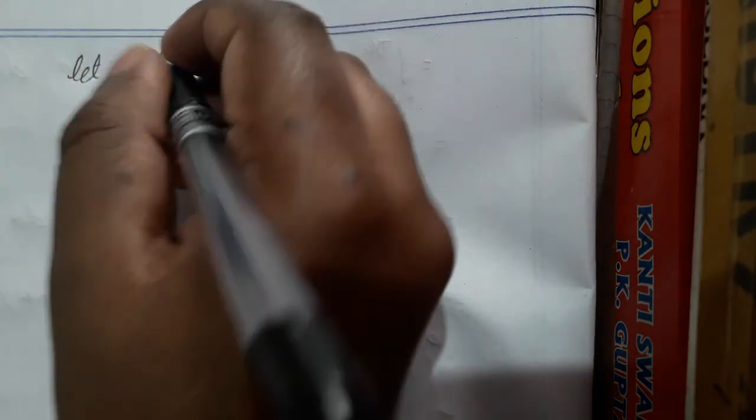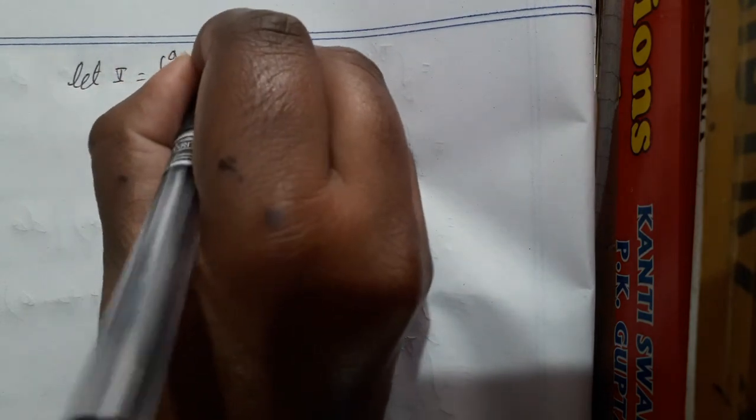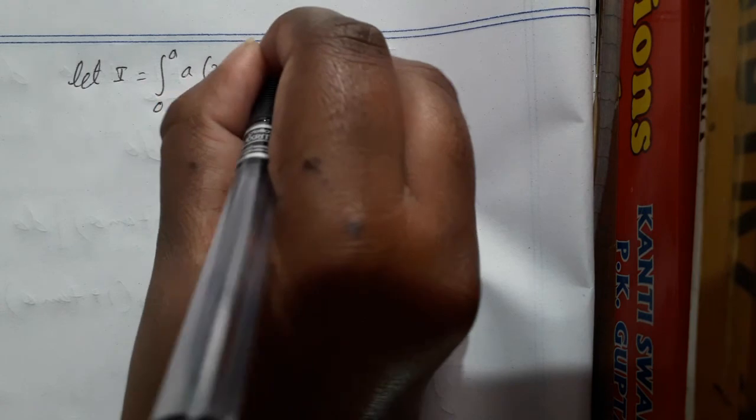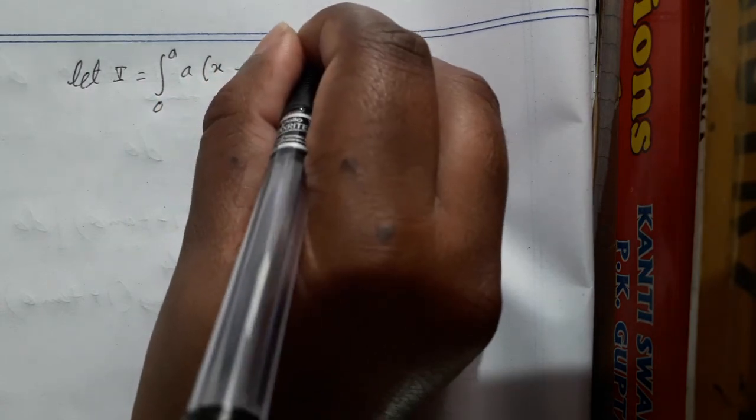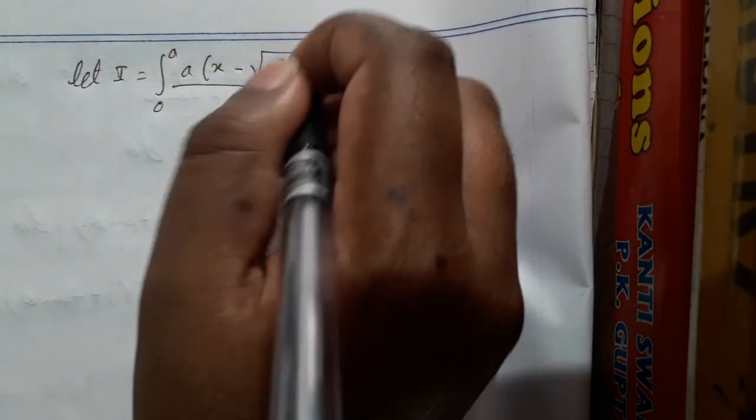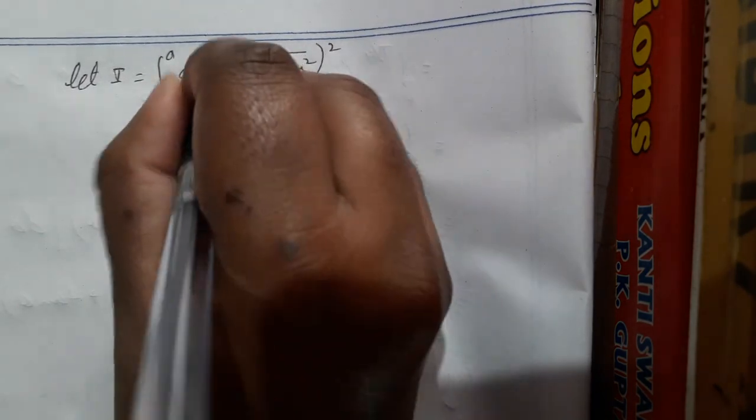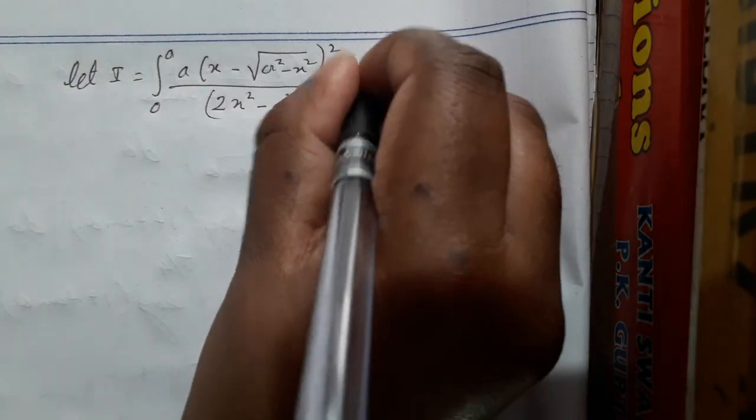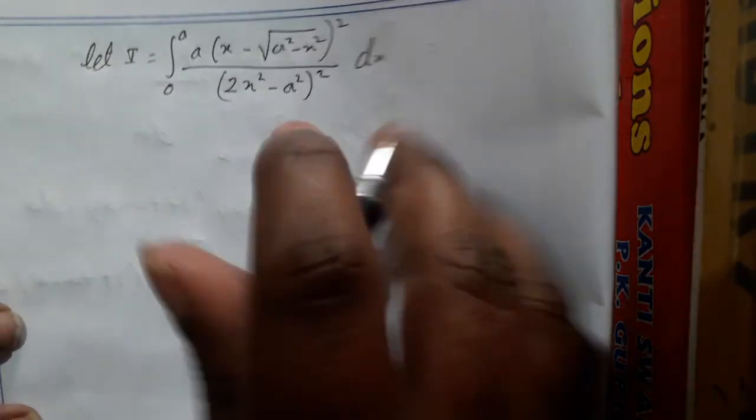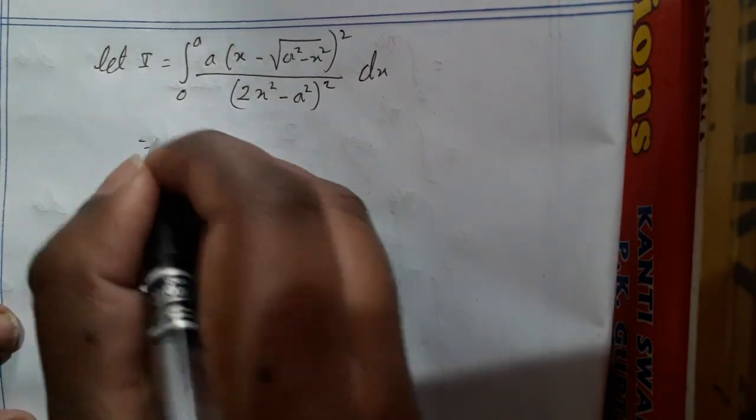Now let me take this integral as I. So I equals the integration from 0 to a of (x minus square root of a square minus x square) whole thing square divided by (2x square minus a square) whole thing square dx. So this is your integration here.